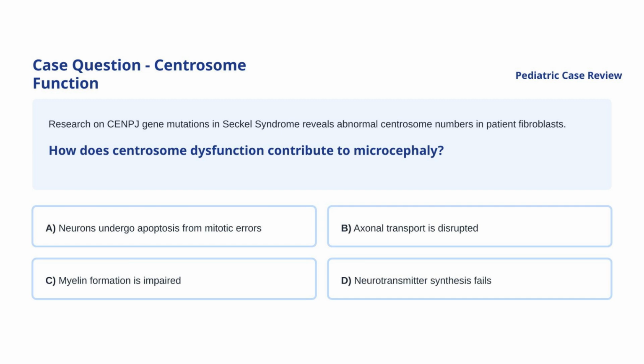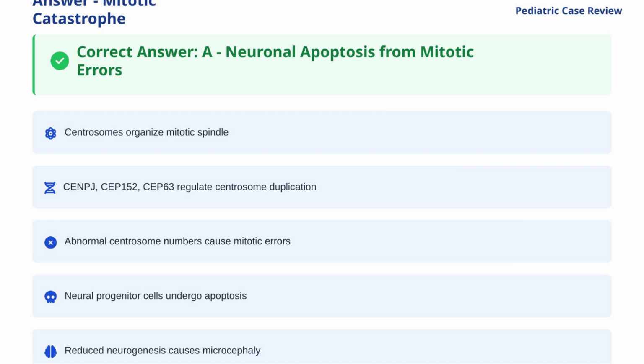Case 14. Research on CNPJ gene mutations in Seckel syndrome reveals abnormal centrosome numbers in patient fibroblasts. How does centrosome dysfunction contribute to microcephaly? Option A. Neurons undergo apoptosis from mitotic errors. Option B. Axonal transport is disrupted. Option C. Myelin formation is impaired. Option D. Neurotransmitter synthesis fails. The correct answer is A.